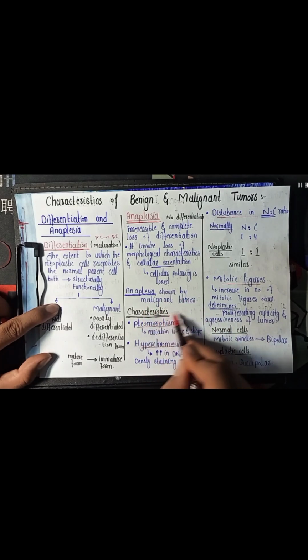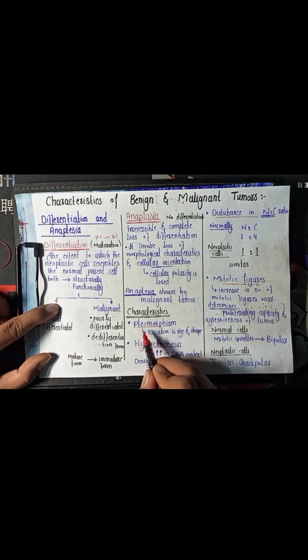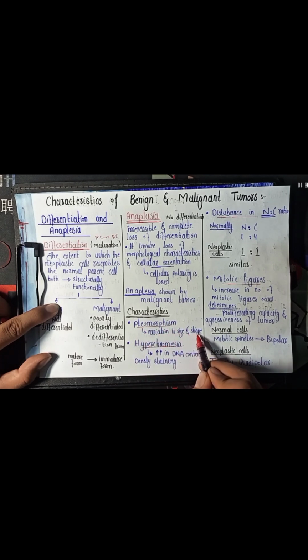Now let's talk about the characteristics of anaplasia. So it shows pleomorphism. Pleomorphism means that there are changes in the size and shape of the cell. Like some of the anaplastic cells are larger in size, whereas some are smaller. The second one is hyperchromasia. Hyperchromasia is due to an increase in the DNA content and it shows dense staining.